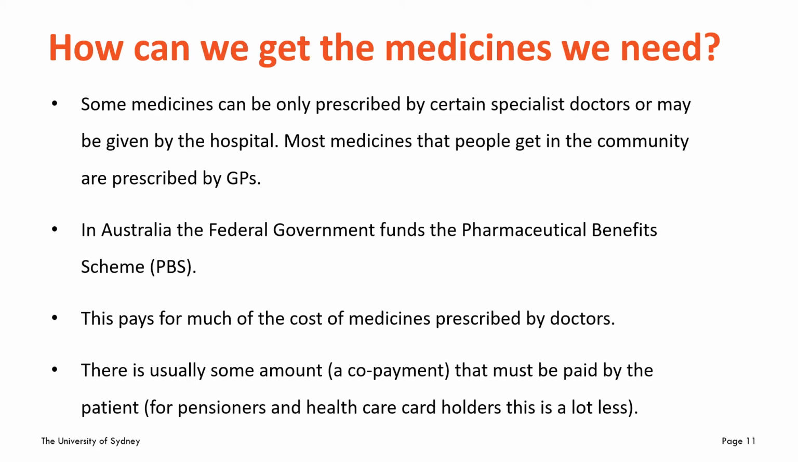Sometimes there'll be some co-payment that you would pay, and sometimes there is no co-payment. And this is a small amount that has to be paid by the person. And if you're a pensioner or a healthcare card holder, then this co-payment is even less. In essence, most medications that are available in Australia are funded through the Pharmaceutical Benefits Scheme. And that keeps the cost of medications low for the Australian population.